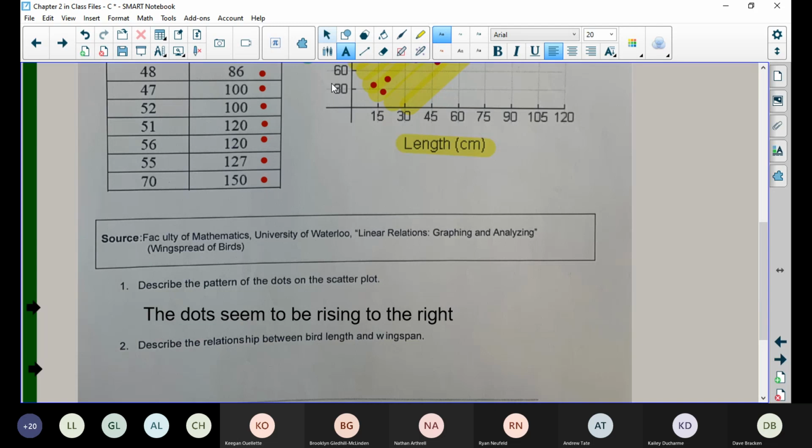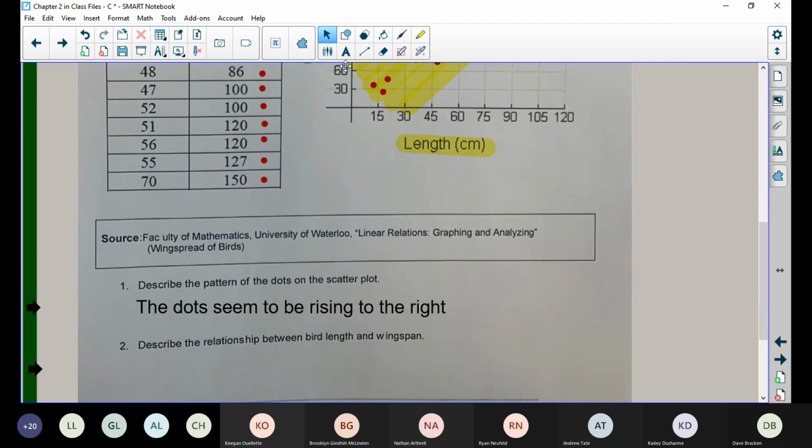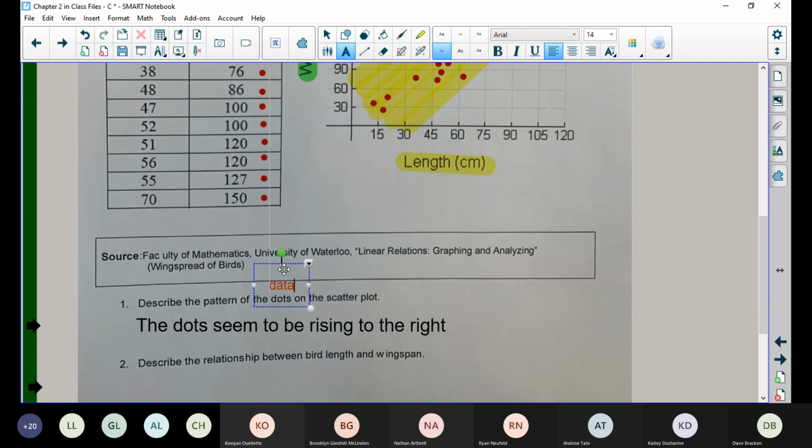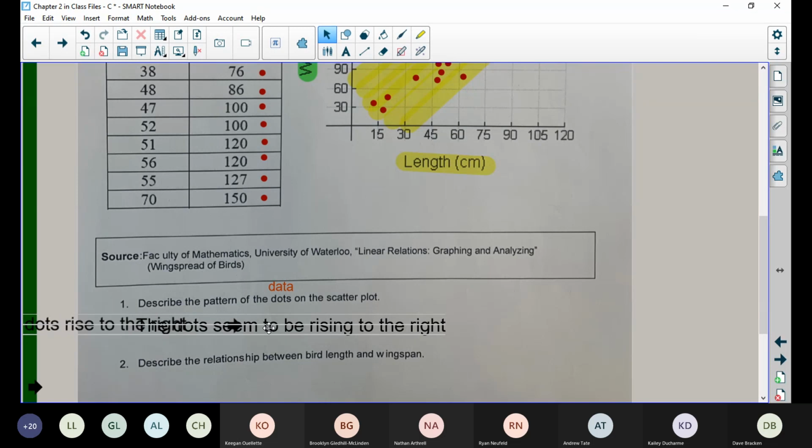So whenever you see dots or data, or even the word data, describe the data, they both start with D and they're both 4 letters long. Data, dots, data, dots. Just tell me what the dots are doing. The dots are rising to the right. And actually, take a look here. I had them hidden. Sometimes I outsmart myself. Do you see that? The dots rise to the right.